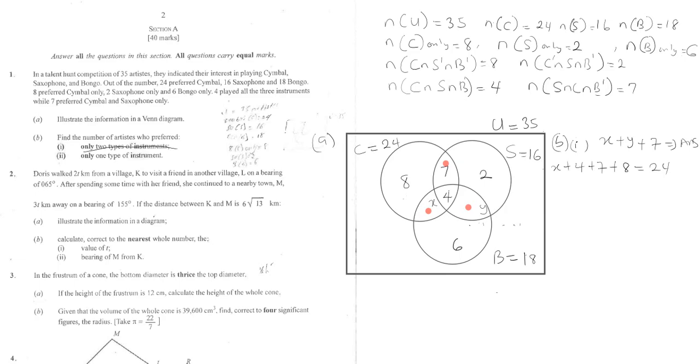So 4 plus 7 is 11, plus 8 is 19. So we have X plus 19 equal to 24. In other words, X is equal to 24 minus 19, which is equal to 5. So I will do the same thing to get my Y. Y is inside saxophone, so we add everything together as well.